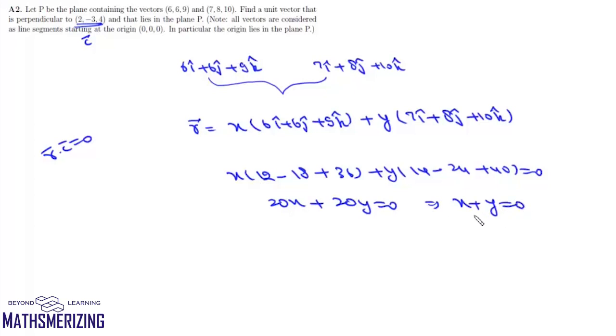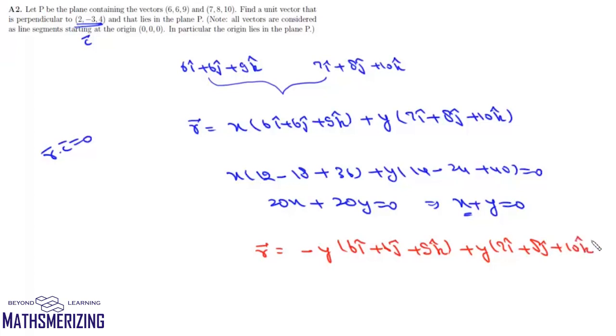Now we can replace x with minus y. So we can write this r as minus y (6i plus 6j plus 9k) plus y (7i plus 8j plus 10k). Now we'll take this y common. So we can write this r as y times (i plus 2j plus k).